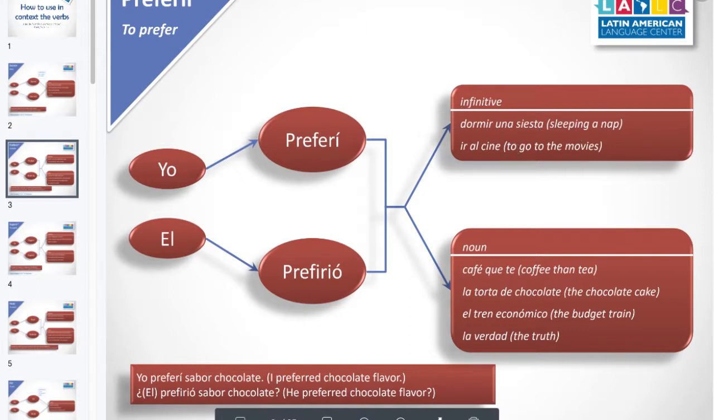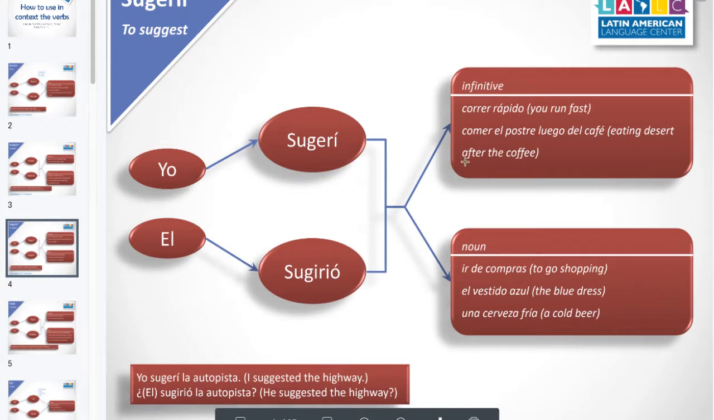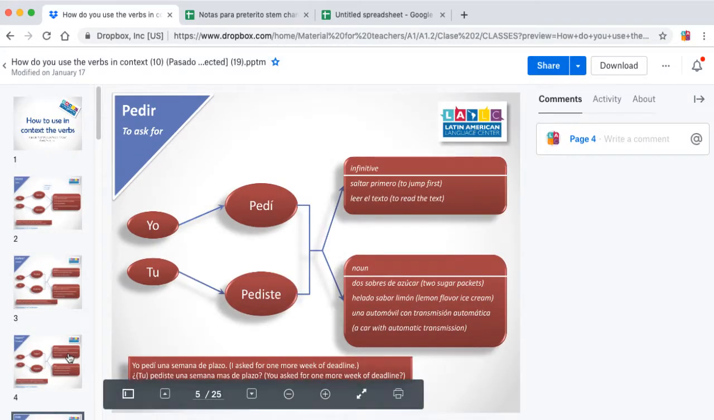That's why I like to see these ones in context. Like sugerir, for example. So yo sugerí correr rápido. I suggested to run fast. O yo sugerí comer el postre, to eat dessert. Or él sugirió, remember, he suggested ir de compras, to go shopping. You see all these combinations I want you to use, but also with yesterday or la semana pasada, last week.